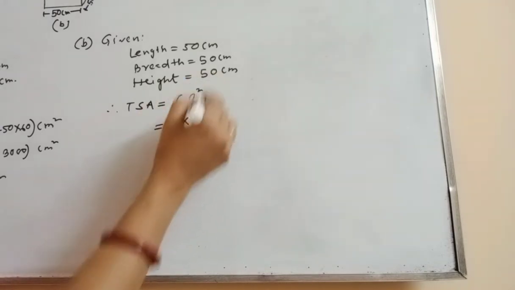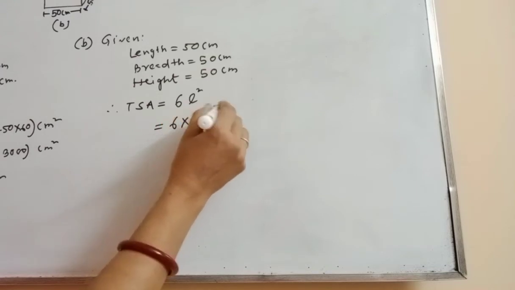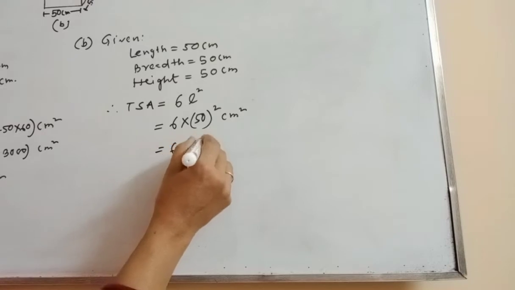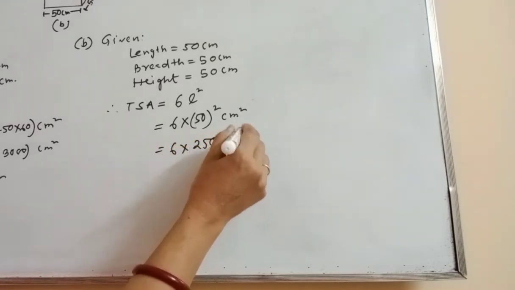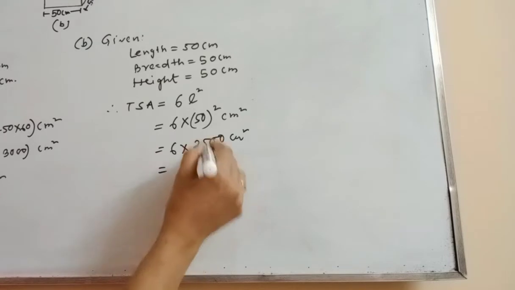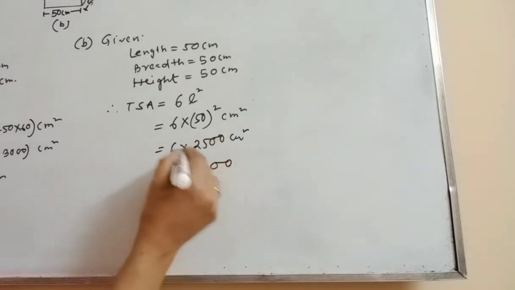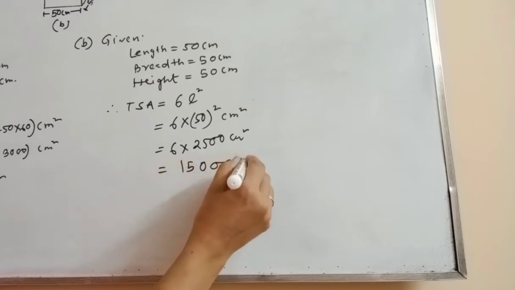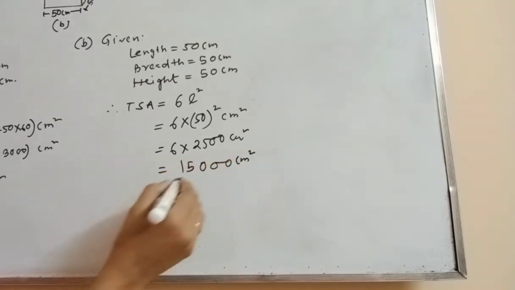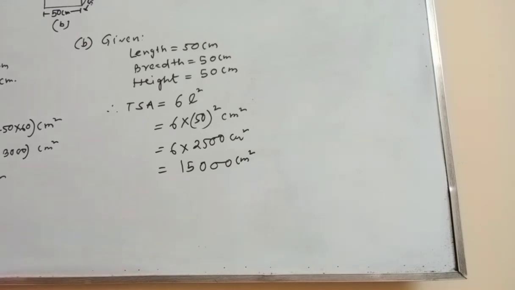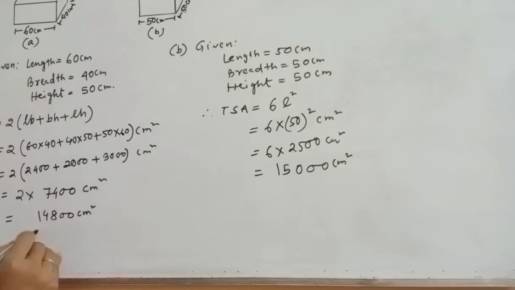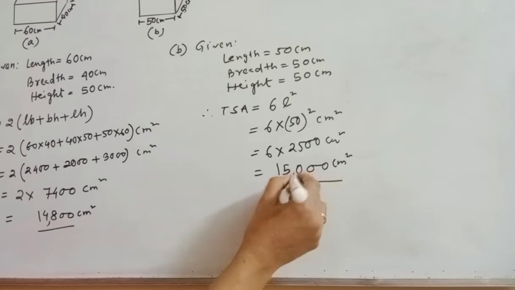So we are finding the total surface area using this. 6 into L means 50 here, 50 square centimeter square. 6 into 5 5s are 25, 2500 centimeter square. Multiply 5 6s are 30, 3 carry, 12, 13, 14, 15. So 15,000 centimeter square. Now you can compare these two total surface areas. If we compare these two total surface areas, one is 14,800 centimeter square and another one is 15,000 centimeter square.